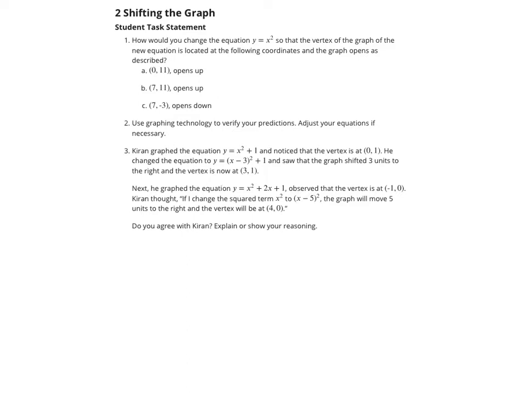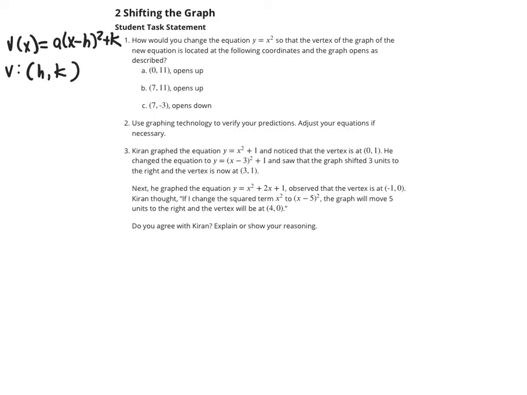All right, how would you change the equation y equals x squared so that the vertex of the graph of the new equation is located at the following coordinates and the graph opens as described? I'm going to remind us all what the vertex form is: y equals a times the quantity x minus h squared plus k. So my vertex is (h, k).